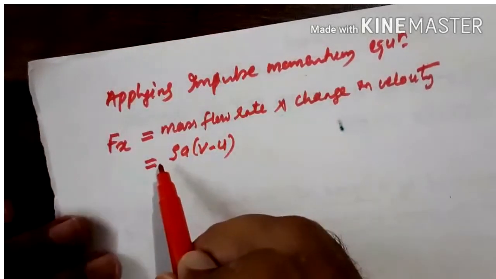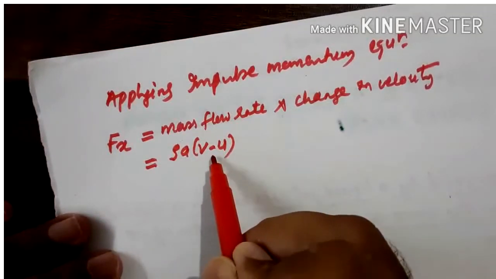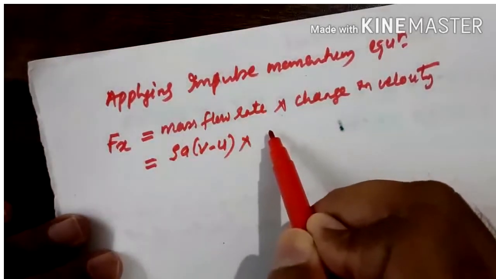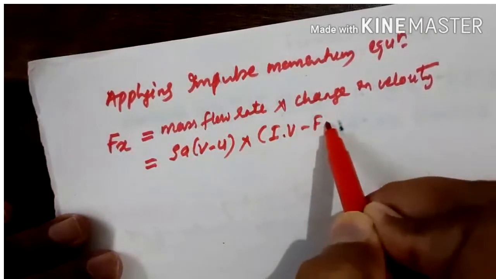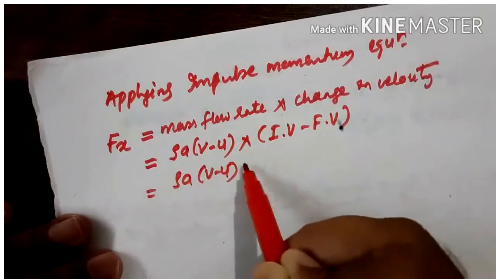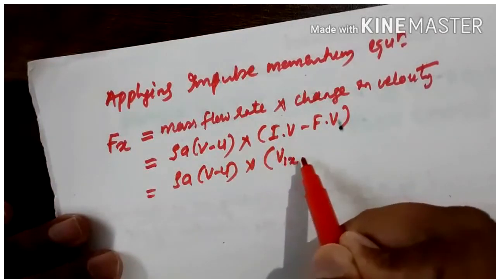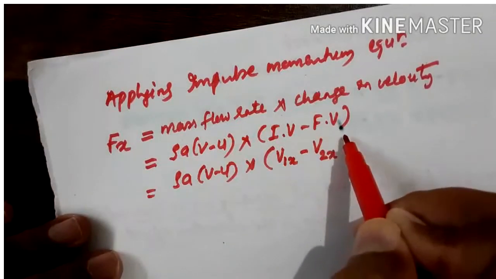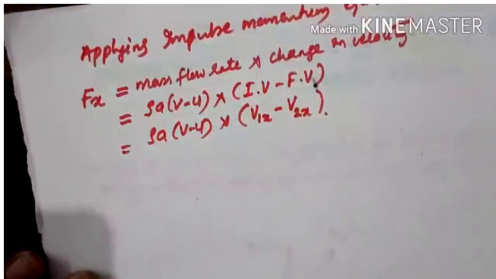In previous cases we have taken rho a v, but in these cases we are taking the relative velocity. You have to take here relative velocity into change in velocity, to be taken as initial velocity minus final velocity. Again rho a v minus u into initial velocity, let us take this as v1x minus v2x. Okay, so v1x and v2x.